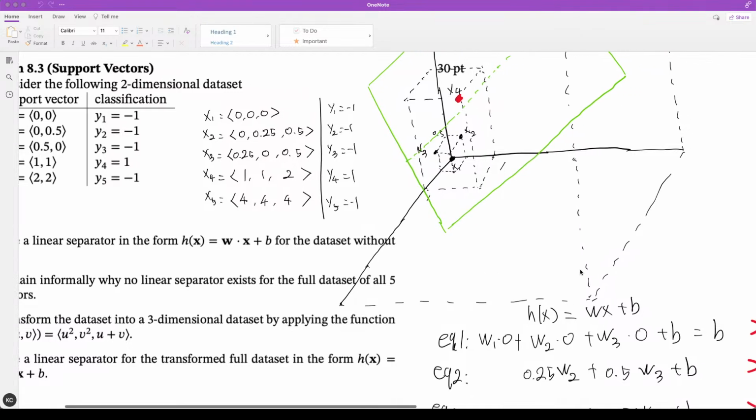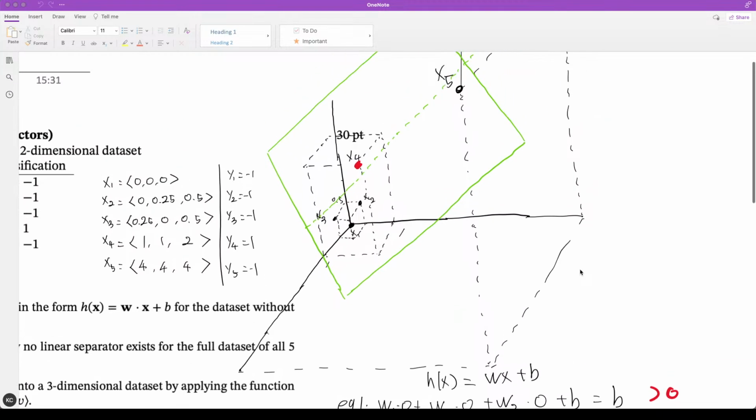So let's see the drawn graph. We have 3 axes, and we have x1, x2, x3 gathered at the bottom, x4 in the middle, and x5 at the top. So this is 0, 0, 0, and 0, 0.25, 0.5, and 0.25, 0, 0.5, and x4 is 1, 1, 2 and x5 is 4, 4, 4.